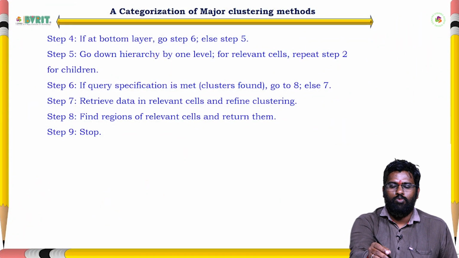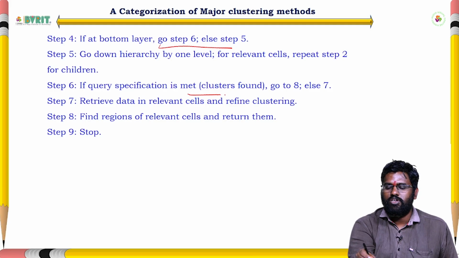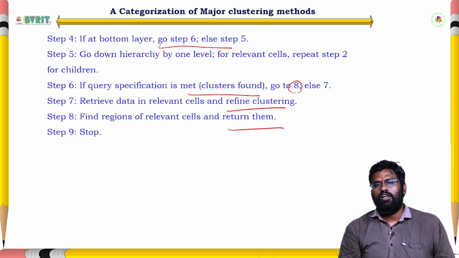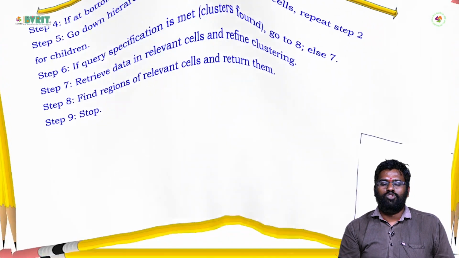Next, the bottom layer goes to the next step. Then we reach the cluster grid. Once it reaches the particular cluster, we refine the clustering and finally return the value. We will show this with an example.